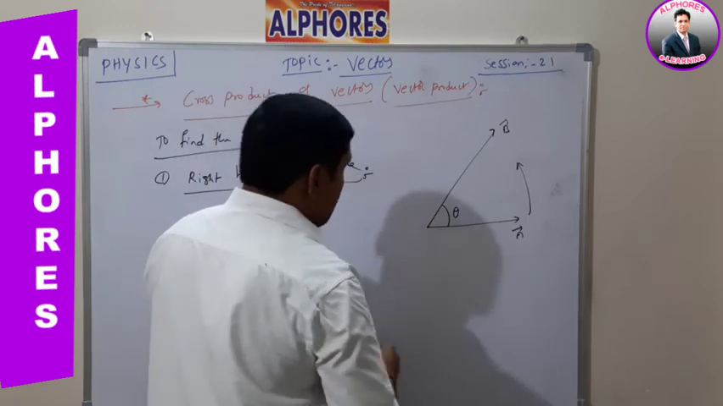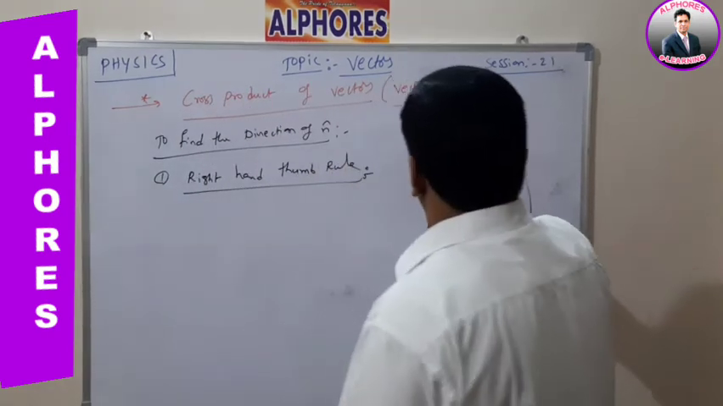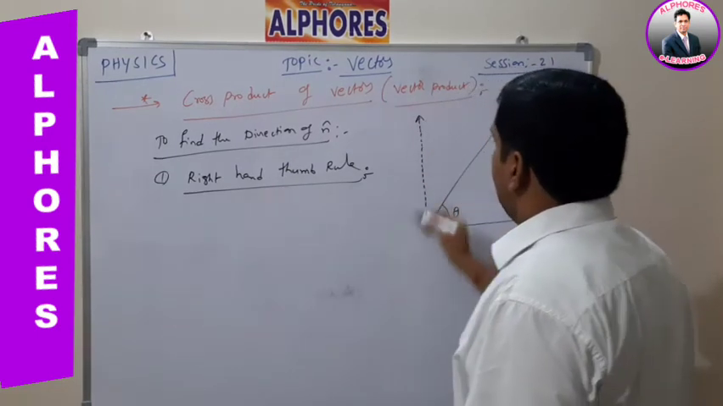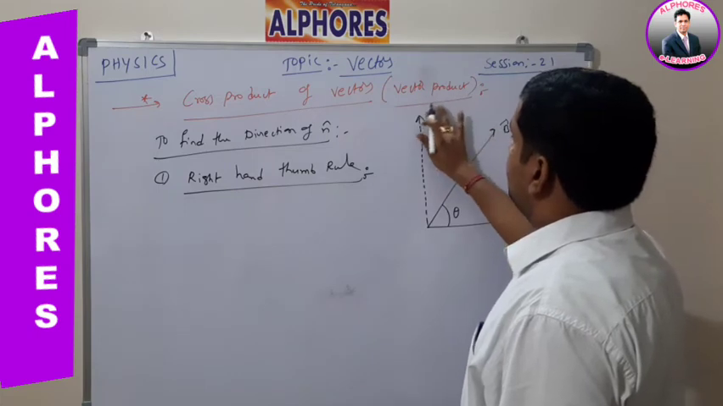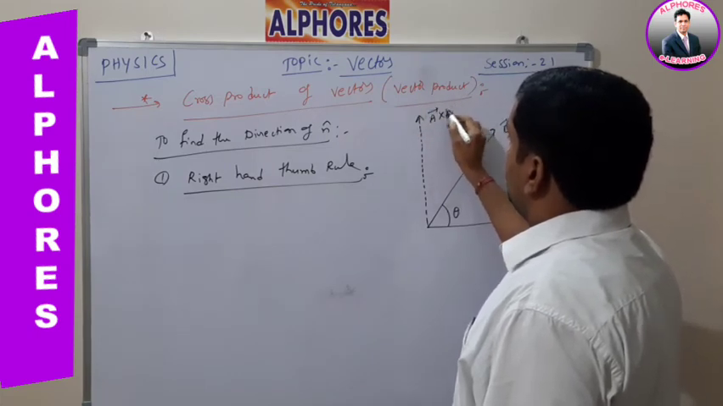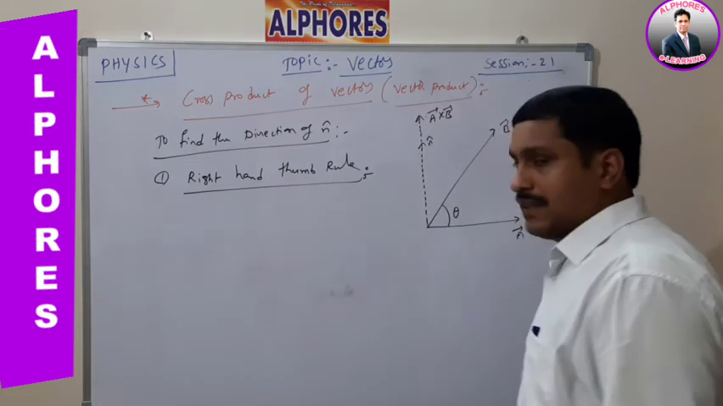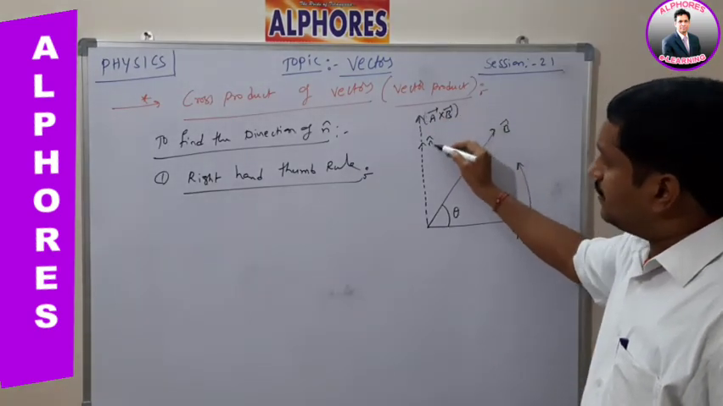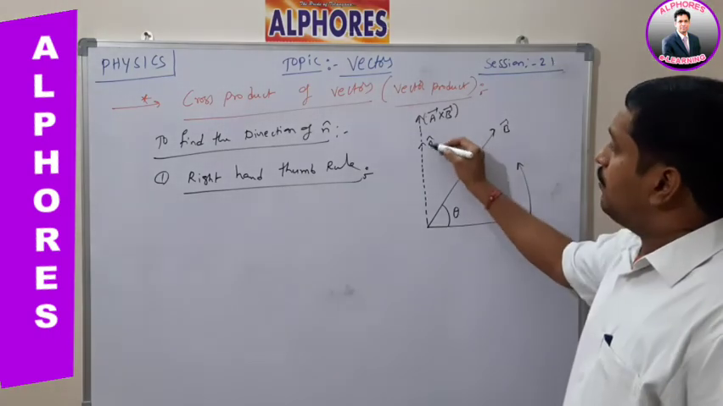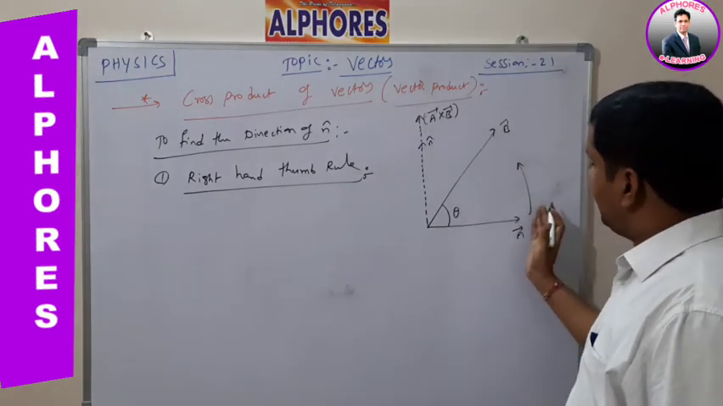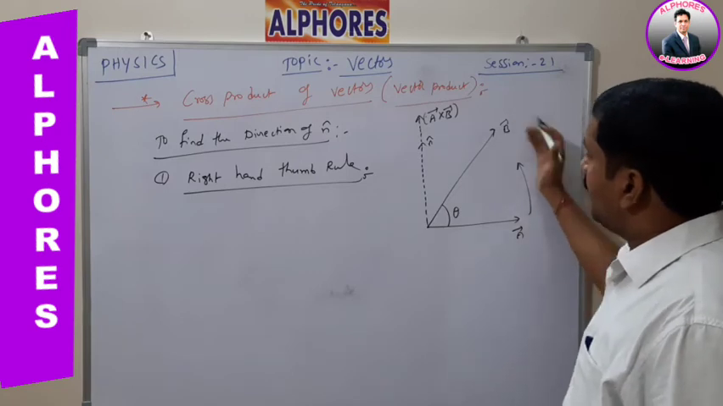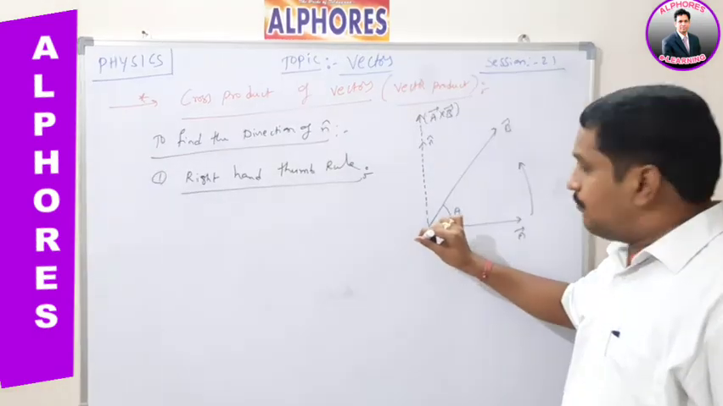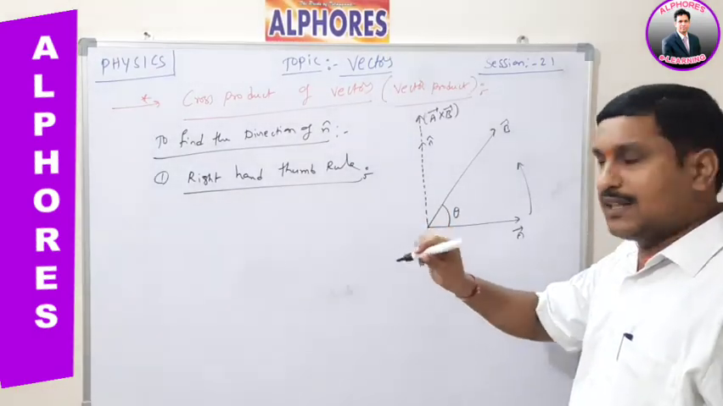That means it is outside the board, just like the positive z direction. Now let us say this can be drawn as A bar cross B bar, which is nothing but n cap also. Listen carefully. This A bar cross B bar vector is in the direction of the unit vector only. So A bar is rotating towards B bar in the anti-clockwise direction, which gives the positive z direction. Positive z direction means outside the board.